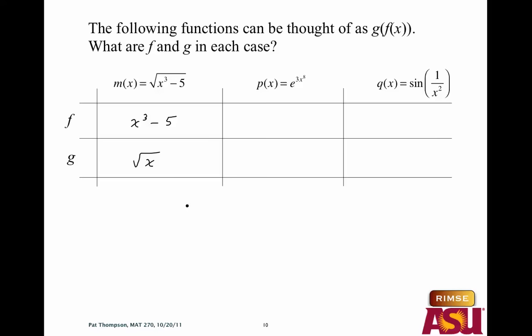Okay, what about this one? How can we see this as g of f of x? f would be 3x to the 8, and g would be e to the x. Do you see it? What about this one? The interior function could be 1 over x squared, and then the exterior function.